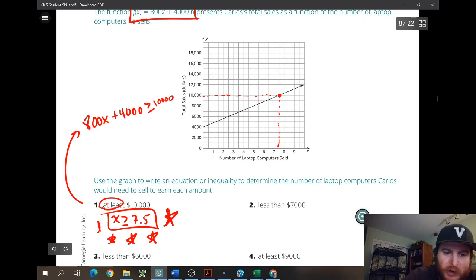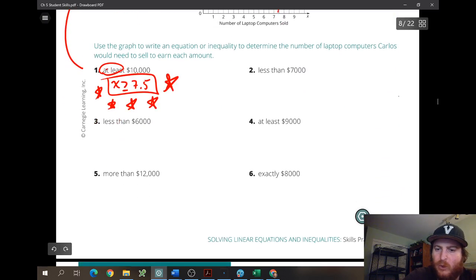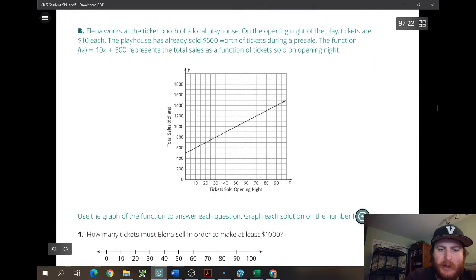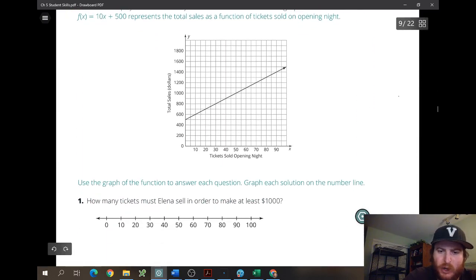For the most part, I believe all of these numbers, 1 through 6, should work out very nicely on the graph. Okay, the next section is section B. Now we're going to switch this over to making a number line. How many tickets must Elena sell in order to make at least 1,000? At least, remember, was greater than or equal to. So if we go to 1,000, it hits a nice even number again, right at 50. The greater than or equal to is a closed circle, and we point it to the right.